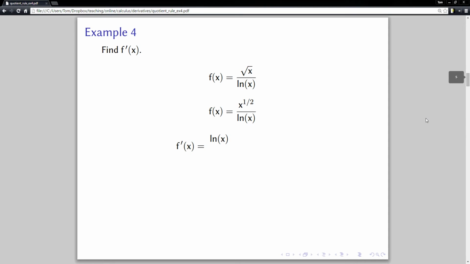The quotient rule is going to be low, which is ln x, d high, the derivative of the top function. It's going to be 1/2 x to the minus 1/2 using the power rule. This is a power function on top, so bring this down and subtract 1 from the exponent. Minus high, x to the 1/2, d low, that's 1 over x. The derivative of ln x is 1 over x, and then over low squared.